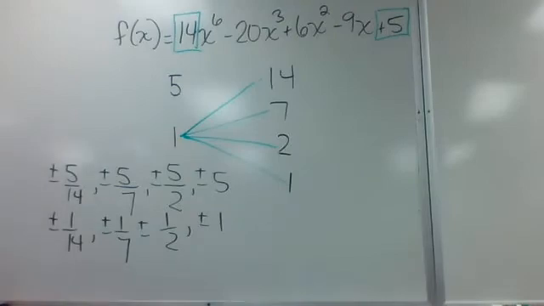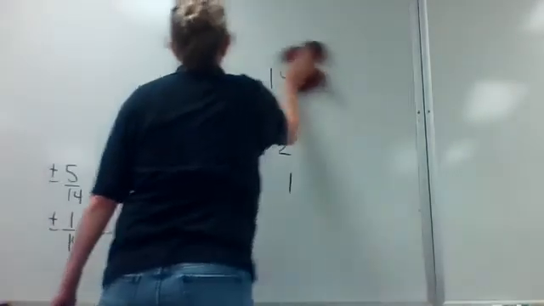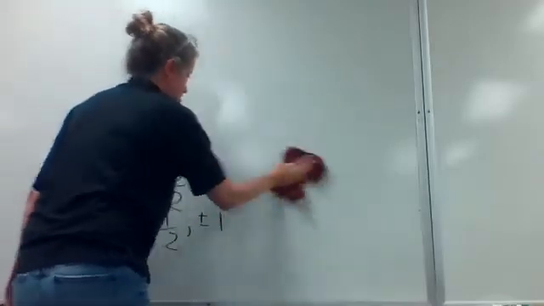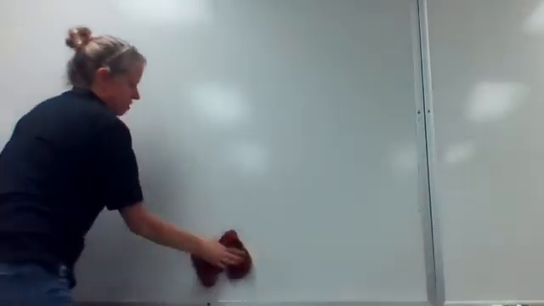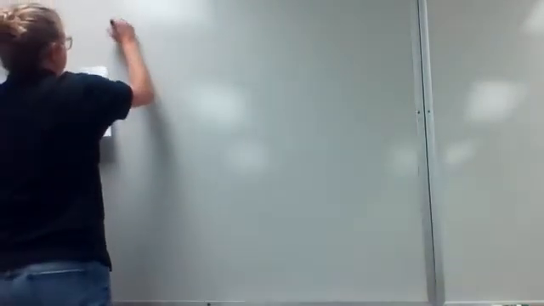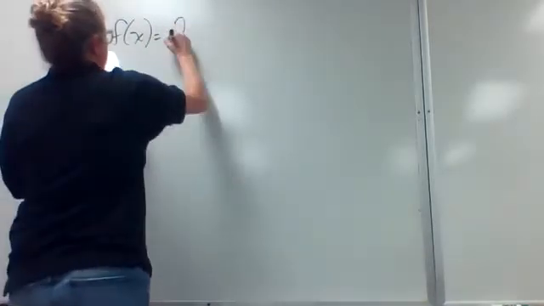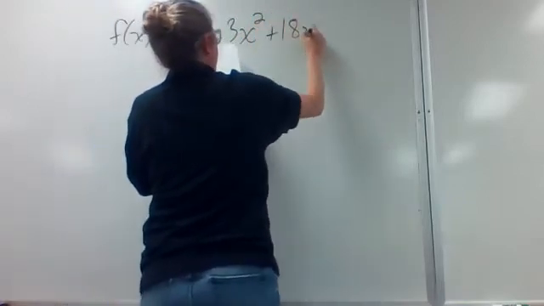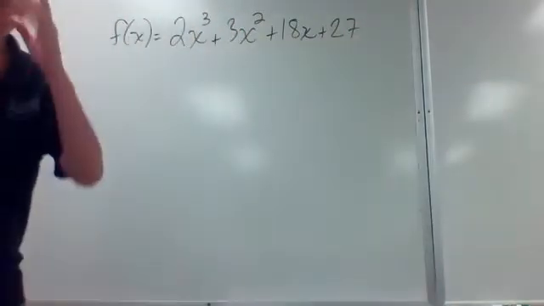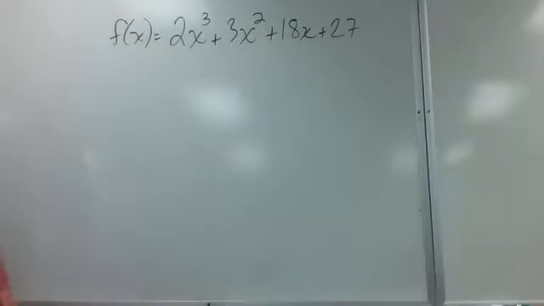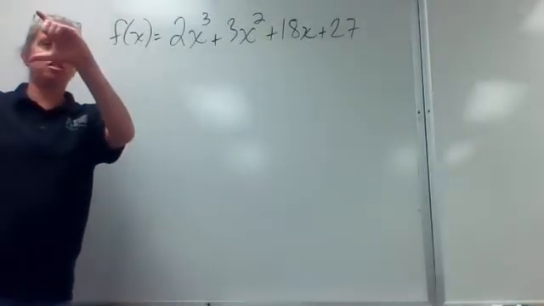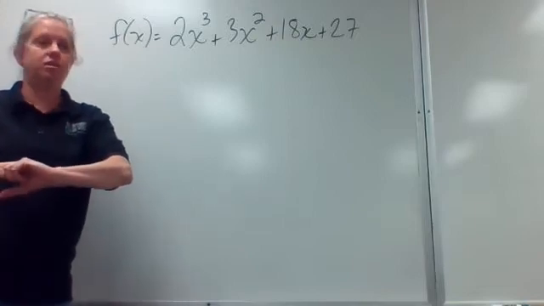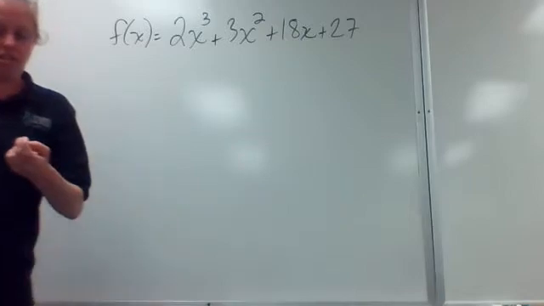Number 16. Number 16 is going to give us a function and ask us to find its rational zero and any other zeros. So let's see. F of x equals 2x cubed plus 3x squared plus 18x plus 27. A lot of times if you can factor your function, then once you factor it and get your factors, you can set those equal to 0 to find the zeros. So I'm going to try to factor this one.